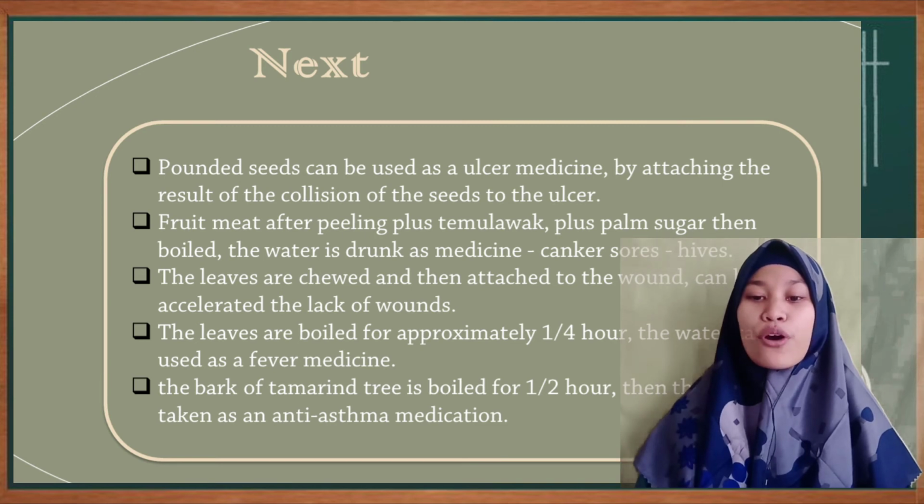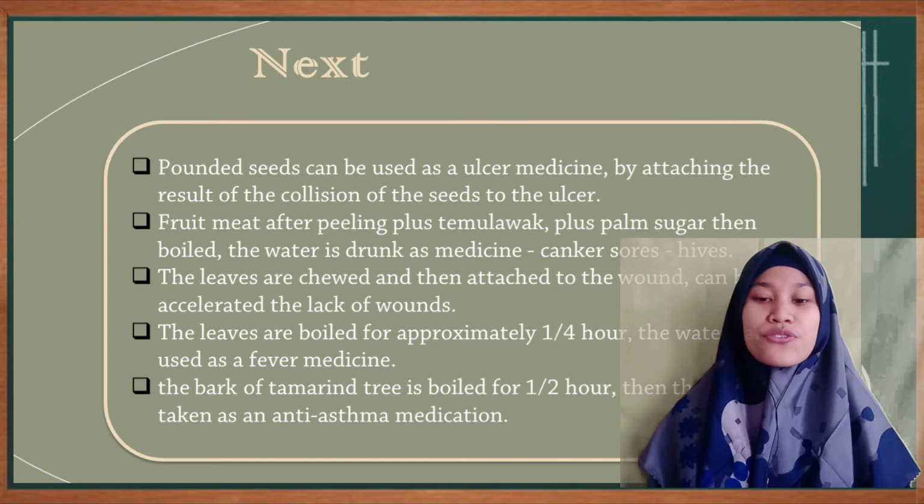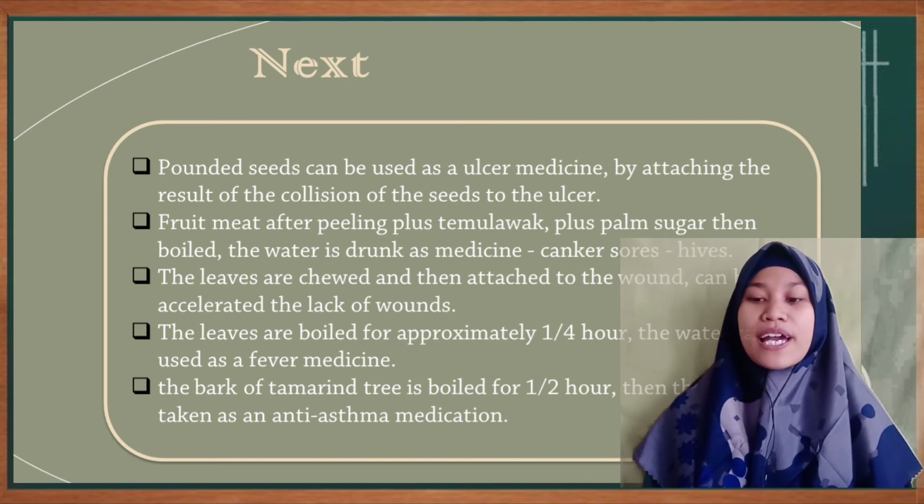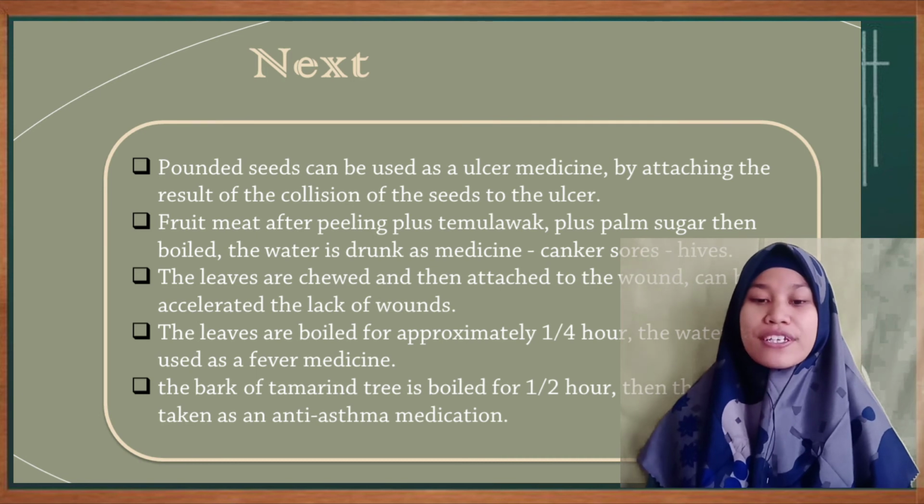The leaves are boiled for approximately 40 minutes. The water can be used as a fever medicine. The bark of the tamarind tree is boiled for half an hour. Then the water is taken as an anti-asthma medication.